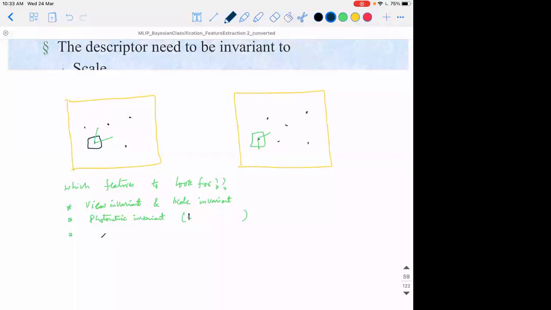So we need essentially the features which are view invariant, scale invariant, photometric invariant. In general, any geometric invariant features and photometric invariant features. Photometric means intensity variations, so they should be invariant to intensity variations. Such features are welcome. And which kind of features will have that provision? Which has shape information in them.